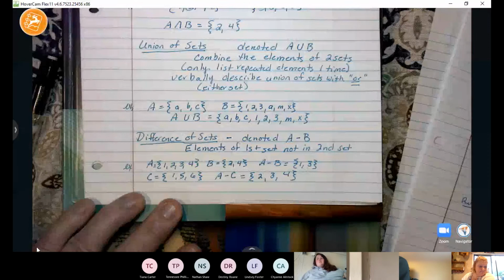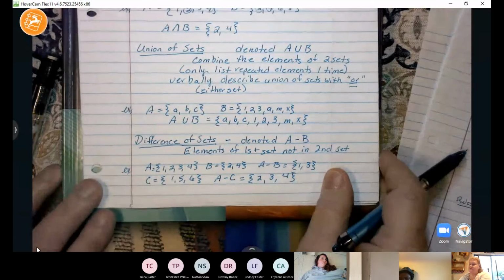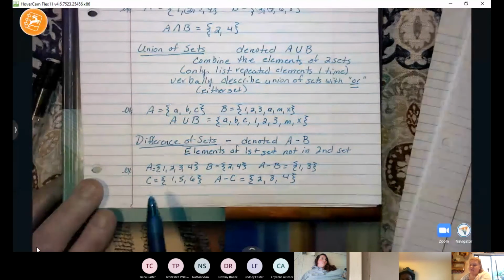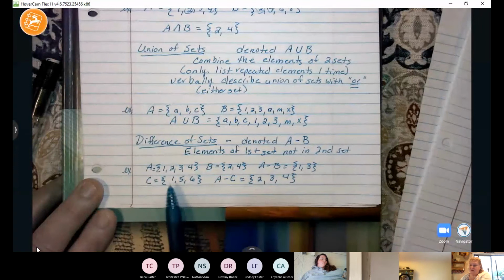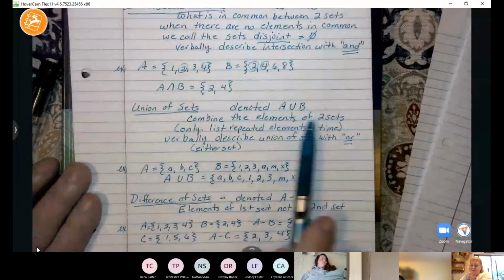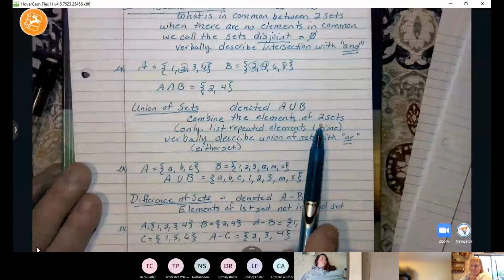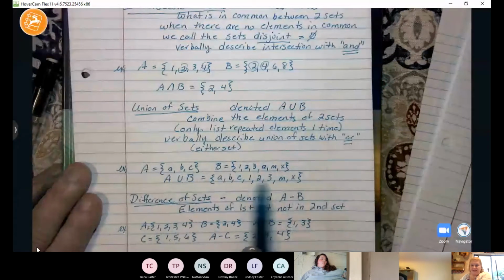Difference of sets. So we basically have 4 operations. 3 of them require 2 sets. 1 of them only requires 1 set, really, and the universal set. So difference of sets: subtracting what's in one set that's not in the other set. The union of sets means we combine them together. Do not write repeated elements, but once.